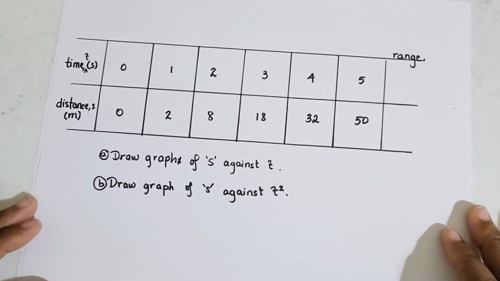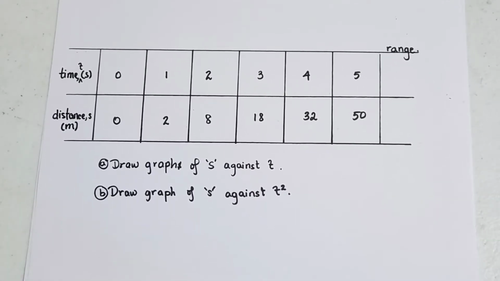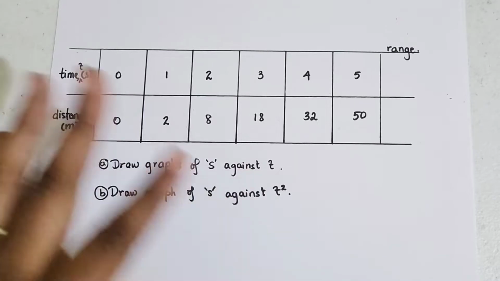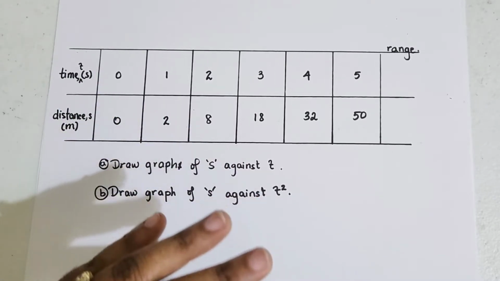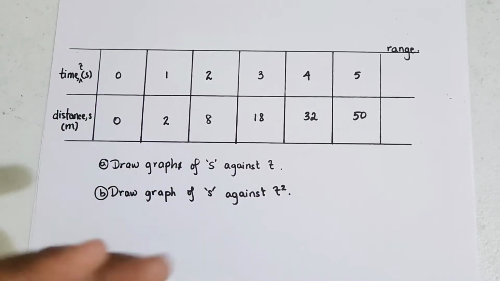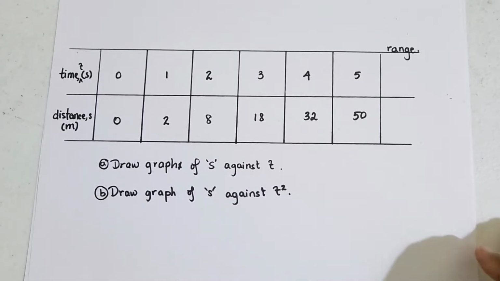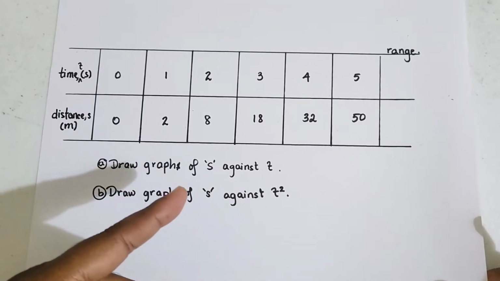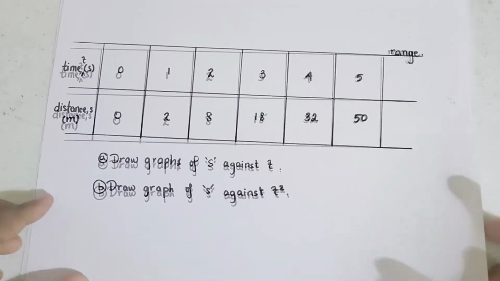Okay, so good day. We are going to plot a graph of distance against time and of distance against time squared. So I'm going to show you how to do this and you could plot along with me. Okay? All right, so first of all, we have our information right here. We can use this information. Let's get started.